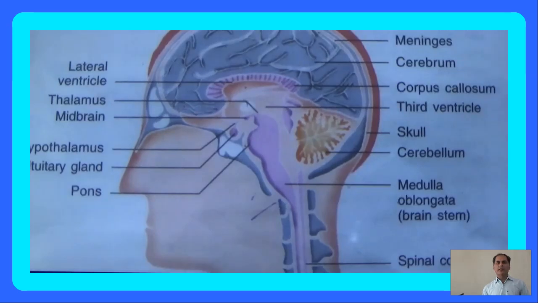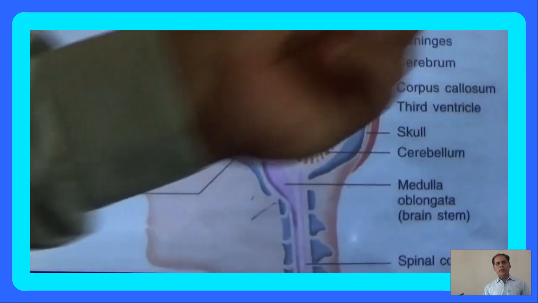And the peripheral nervous system or PNS includes the nerves that bring sensory impulses to the central nervous system, brain and spinal cord, and transmit motor impulses from CNS to effector organs. It consists of somatic nervous system and autonomic nervous system. So first we will start from the human brain.